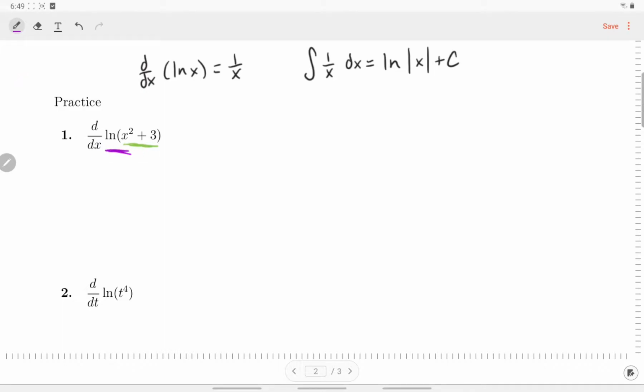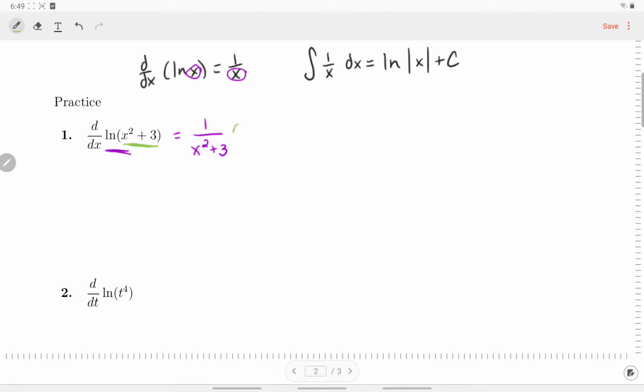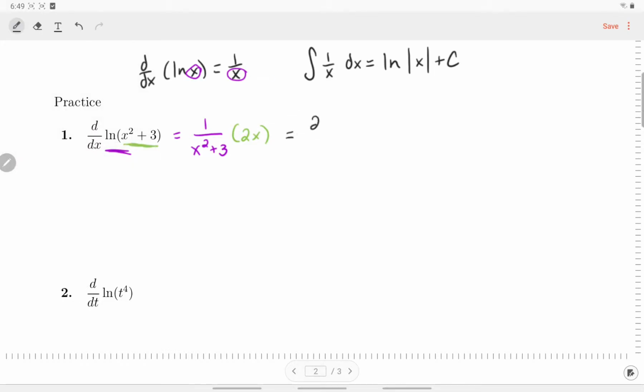So chain rule says when I take the derivative, I take the derivative of the outside function, keeping the inside the same. My outside function's rule is that I get 1 over the argument. So I'm going to get 1 over x squared plus 3. Then chain rule says multiply by derivative of the inside. Well, the inside's derivative is 2x. So final answer for this derivative is 2x over x squared plus 3.